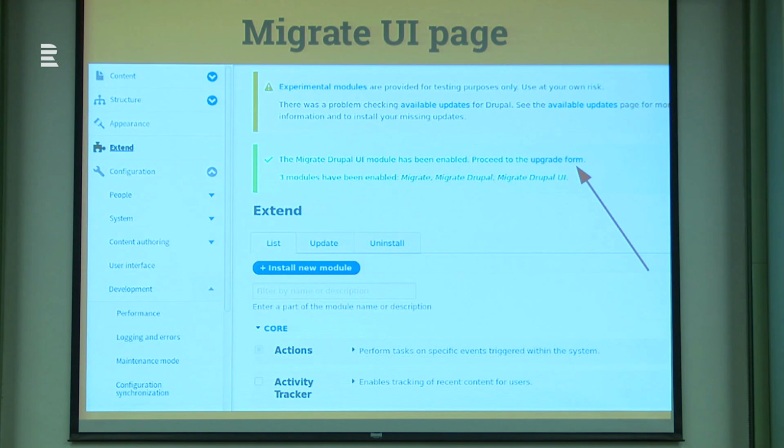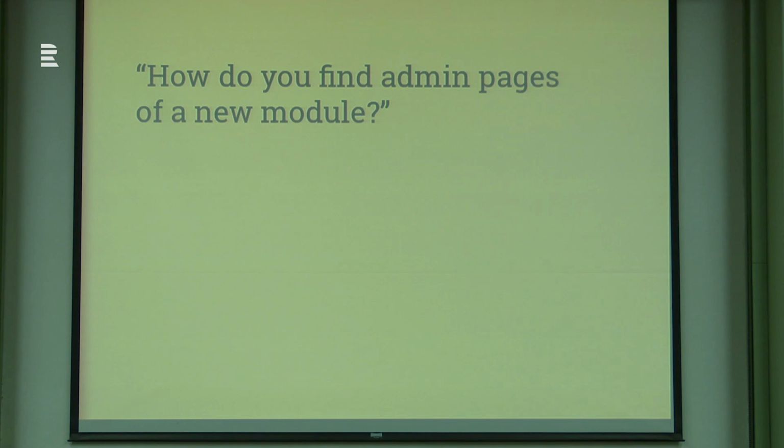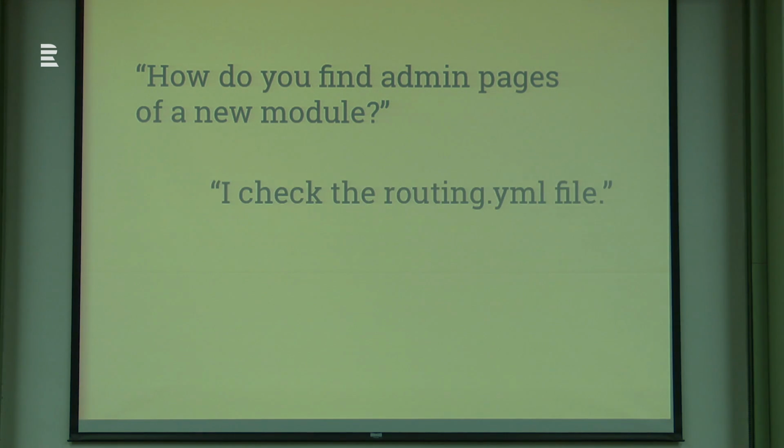Because the only other way of finding it is to check the routing.yaml file. And I asked quite a few other site builders how they actually find admin pages when they install a new module, and that was the most common answer: I check the routing file of the module to find out where it is, instead of going through all the configuration and structure subtabs.